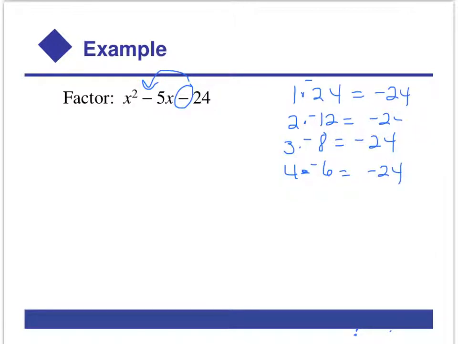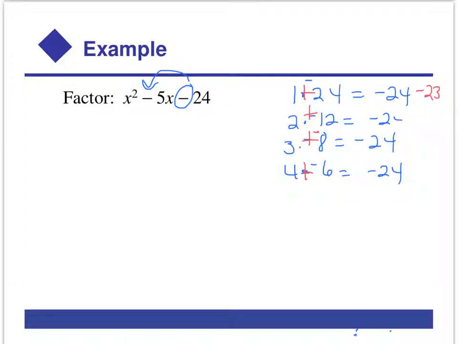So if we go ahead and drop a plus sign, let's see if we can find that middle term. Kind of missed my mark there a little bit. So 1 plus a negative 24 is going to give us a negative 23.